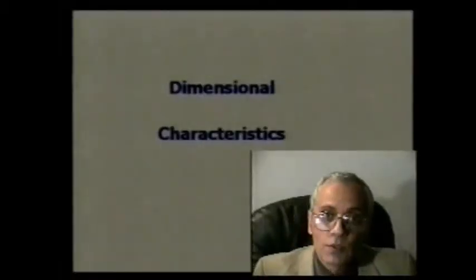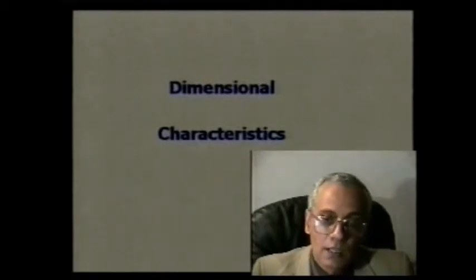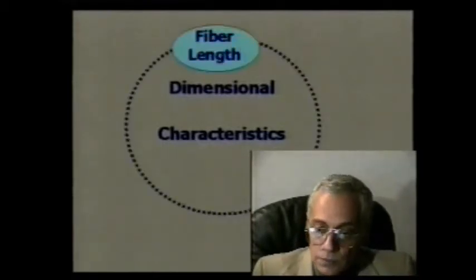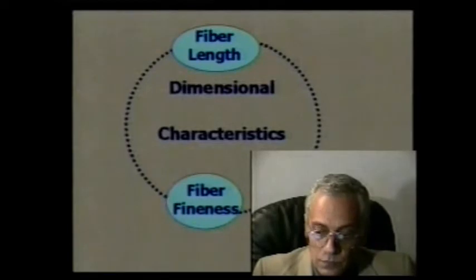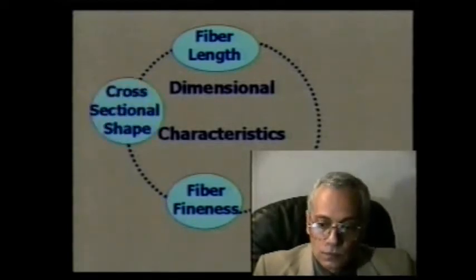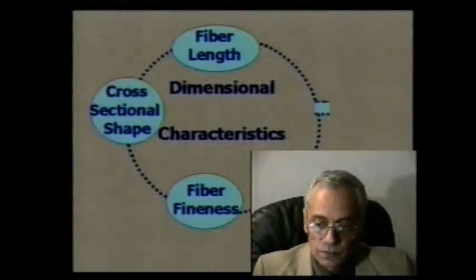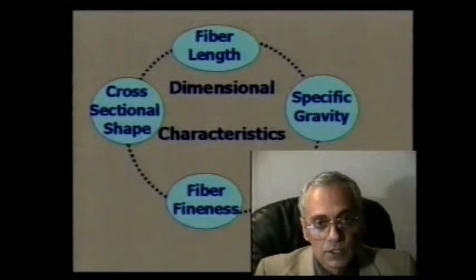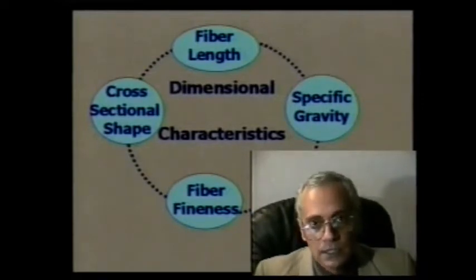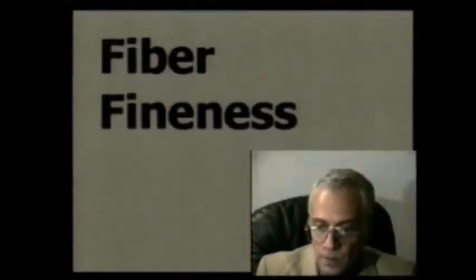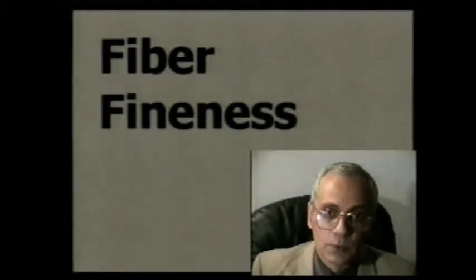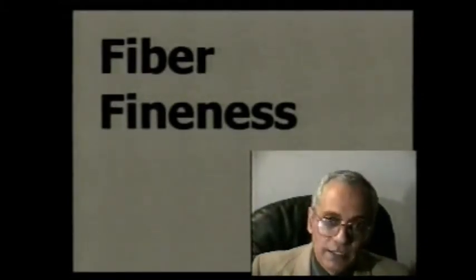The different types of dimensional characteristics are fiber length, fiber fineness, cross-sectional shape, and specific gravity or fiber density. And here we mean bulk density. The first characteristic we will talk about is fiber fineness.